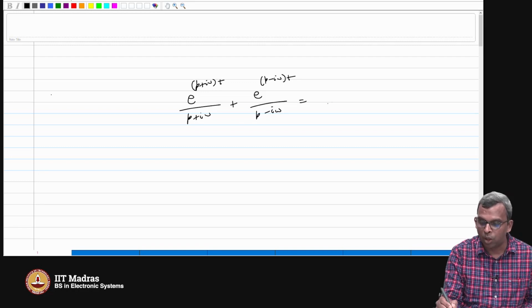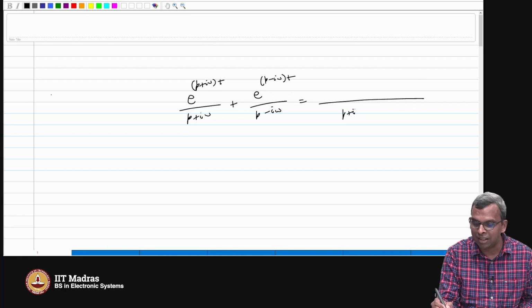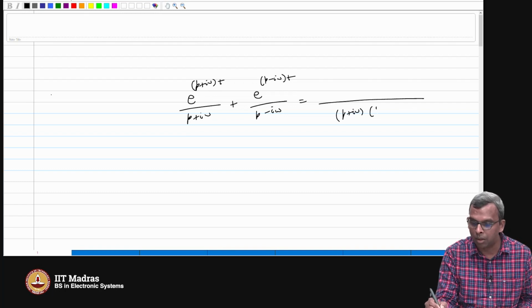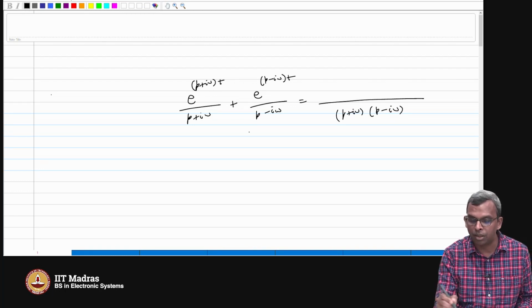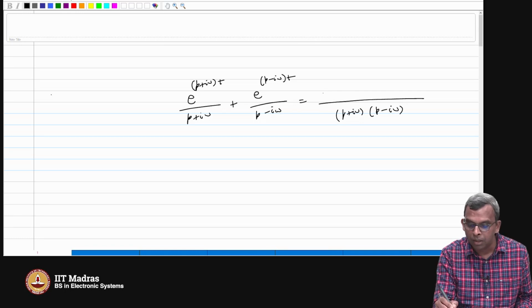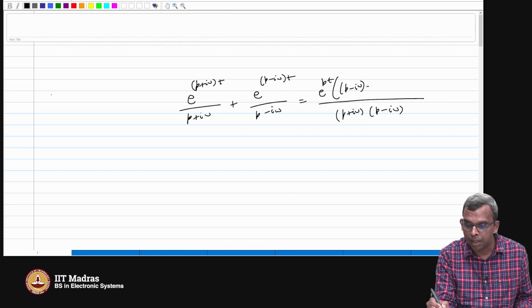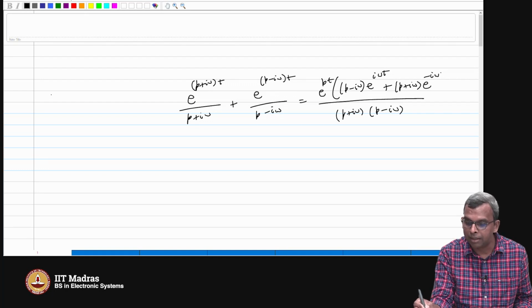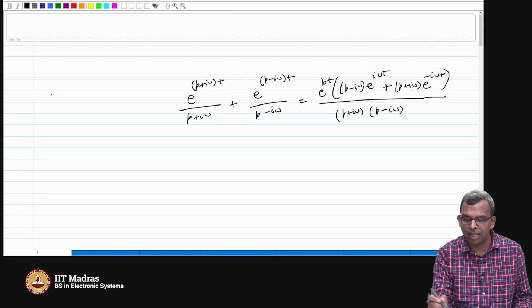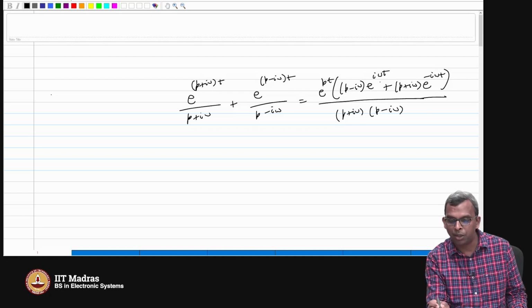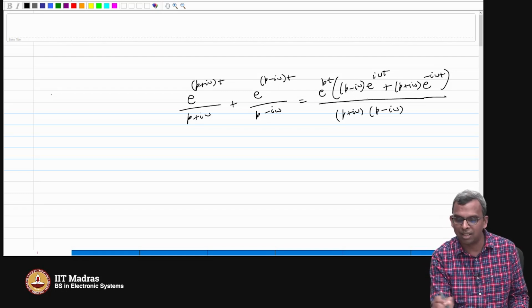Okay, so I'm doing a lot of things at the same time. I'm first taking a constant out, then multiplying the denominator, and I'm just doing this addition. So in the numerator, I'm taking e^(pt) common outside, and then I will have (p minus iω) times e^(iωt) plus (p plus iω) times e^(minus iωt). This is just the same thing. If you multiply e^(pt) throughout, you will get the same thing again, right? So it's this exact same thing.